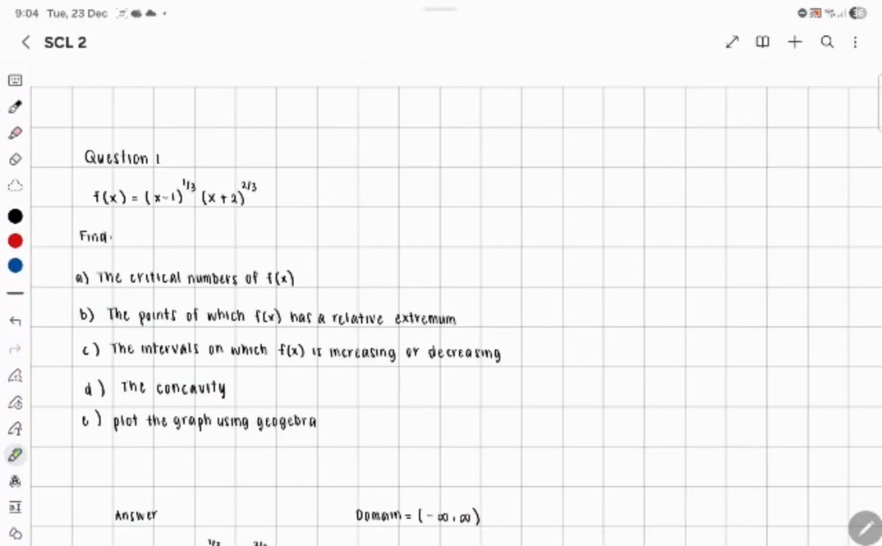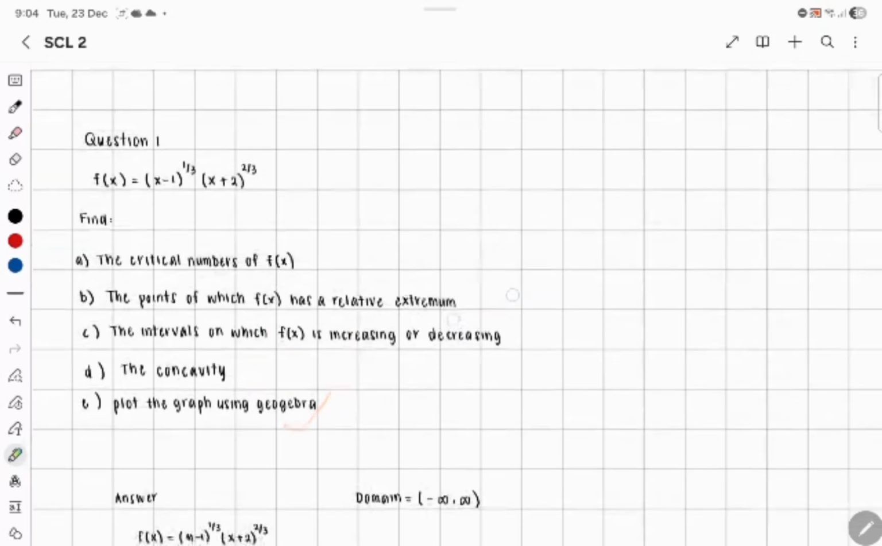Assalamualaikum and salam sejahtera. For question 1, we have the function f(x) = (x - 1)^(1/3) (x + 2)^(2/3). For question 1, we need to find the critical numbers of f(x), the points at which f(x) has relative extremum, the intervals on which f(x) is increasing or decreasing, the concavity, and plot the graph using GeoGebra.